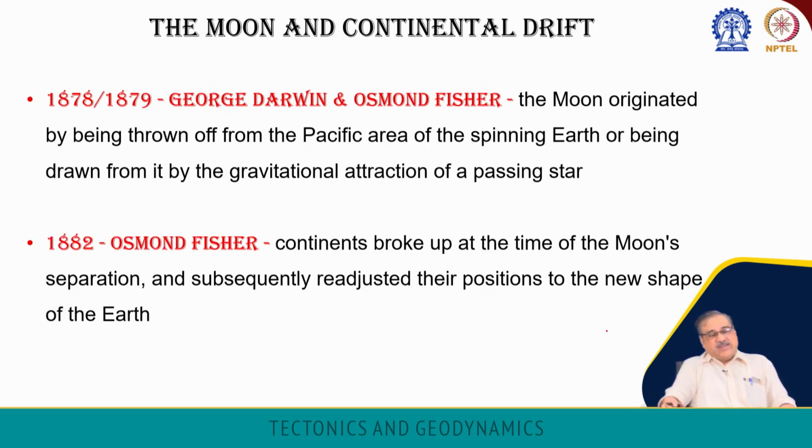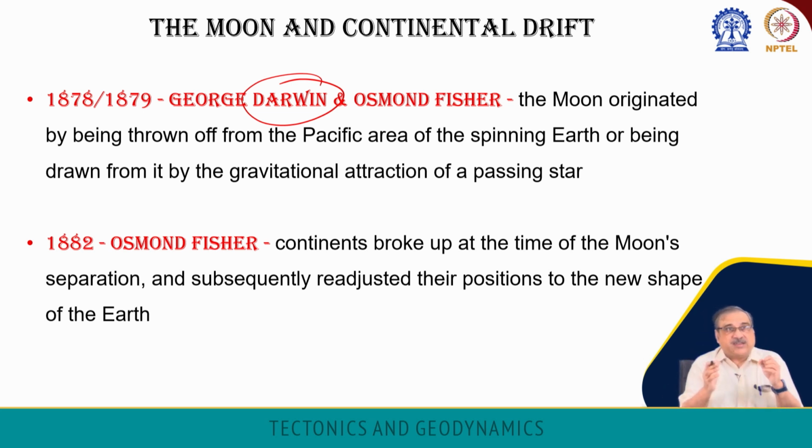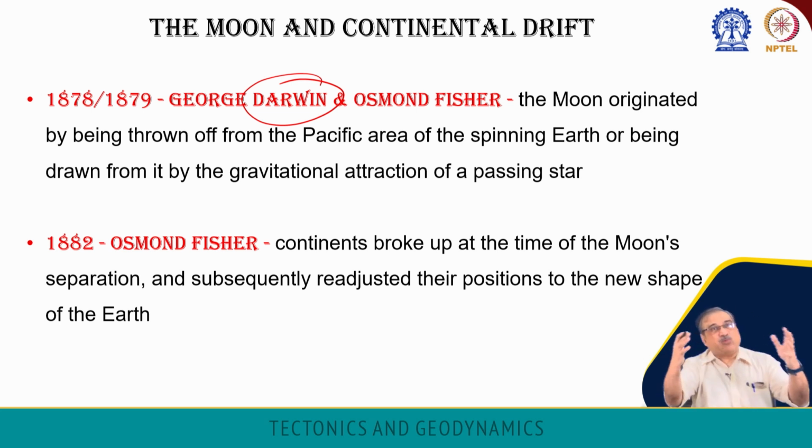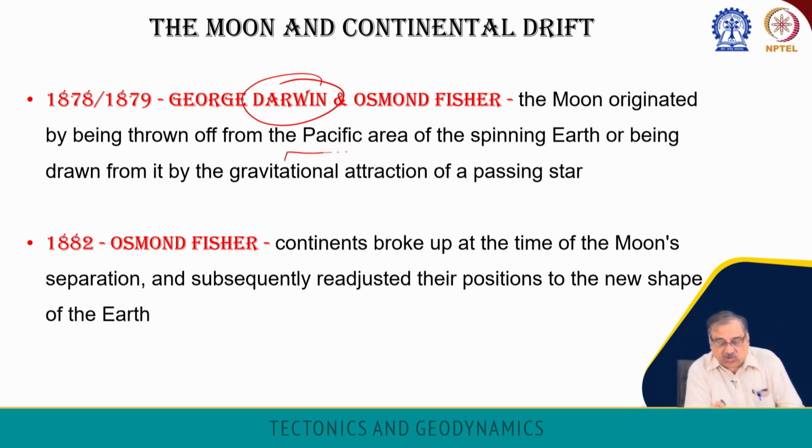Then in 1878 to 1879, we had this famous name coming in, Darwin. Now, he wasn't Charles Darwin, but he was related. He was his son. George Darwin was an astrophysicist, astronomer, and he first proposed, along with his friend Osmond Fisher, that the moon of the Earth actually originated from inside the Earth. It was thrown out, and the gap that was left is today's Pacific Ocean.